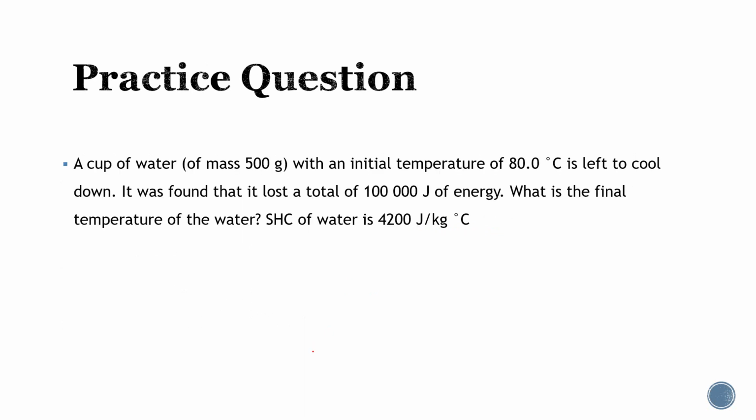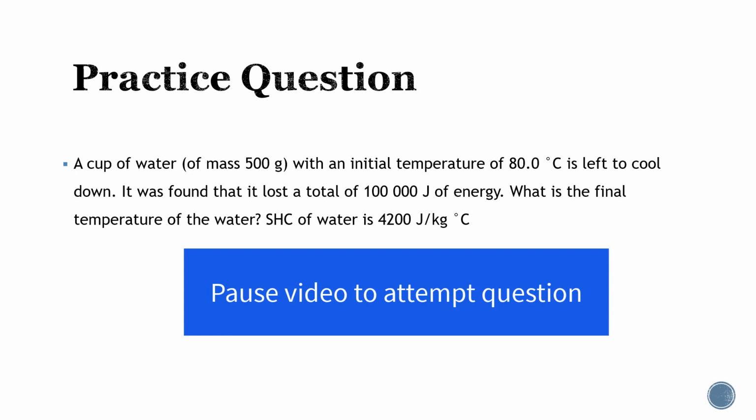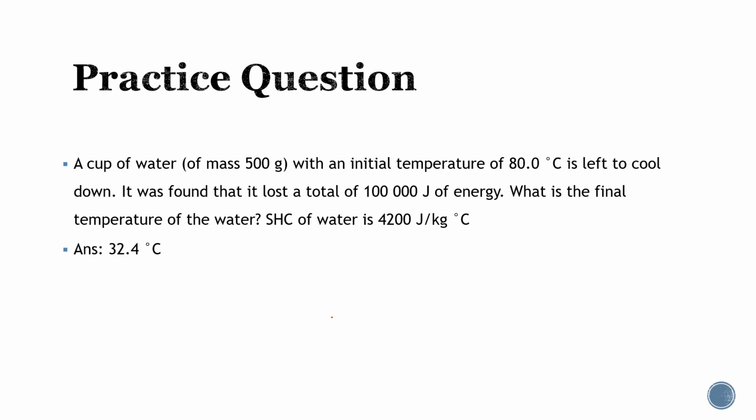Okay, before I go, this is a practice question for you. A cup of water of mass 500 grams with an initial temperature of 80 degrees is left to cool down. It's found that it has lost a total of 100,000 joules of energy. What is the final temperature of the water, given that the specific capacity of water is 4,200? The answer is 32.4 degrees Celsius. If you didn't get it, look at the unit of the mass of water. Most likely you made a mistake there.